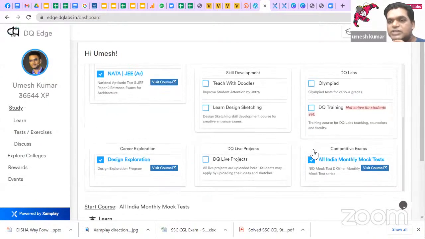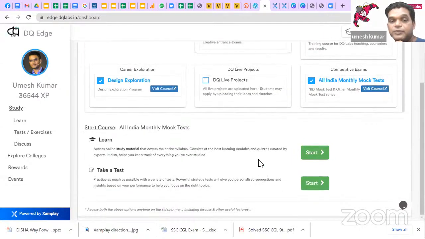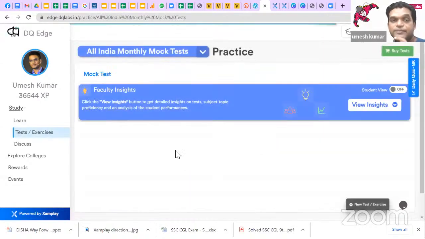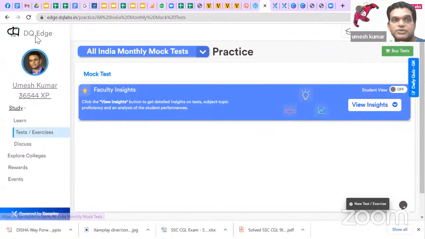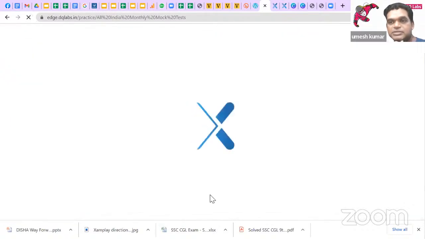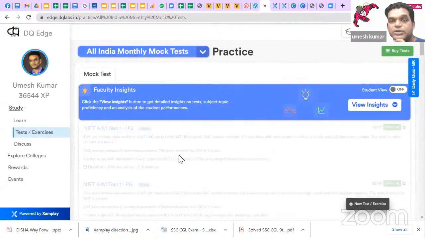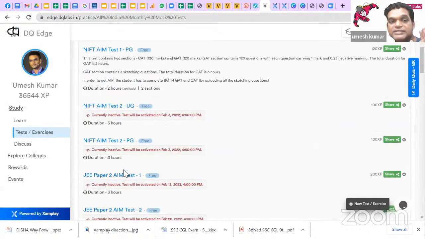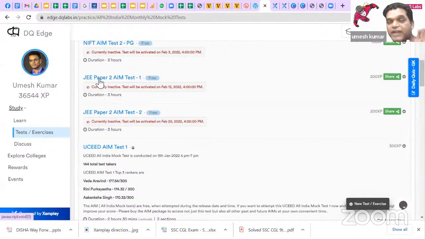You choose competitive exams and All India mock tests, and then you say take a test, and then you go to All India mock test here. I don't know why it is not loading. Just reload it, there must be some bug. Please reload it. Then you will see all these tests, and you will find the JE paper 2 or Nata paper 2. Apart from these, we will also be having added papers based on the requests that we are getting.